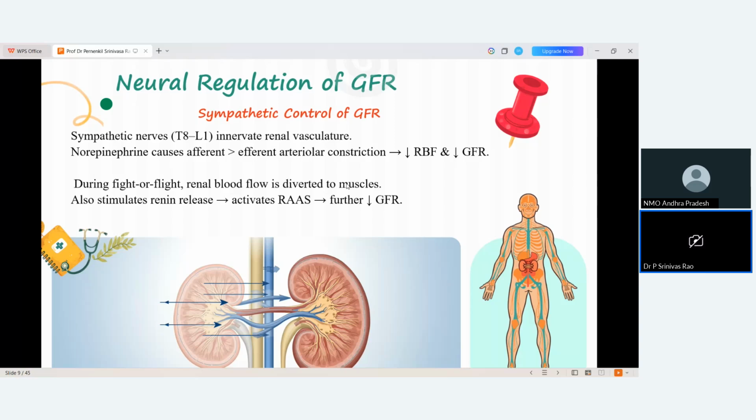Norepinephrine causes more afferent than efferent arteriole constriction. So remember, norepinephrine can cause a constriction of both the afferent as well as the efferent, but the afferent is constricted more than the efferent. That means the blood flow which is coming inside the blood vessel is constricted more. So now tell me, what will happen if the afferent is constricted more? Does the renal blood flow increase or decrease? The renal blood flow decreases. Because there is a decrease in the renal blood flow, there is a decrease in the GFR.